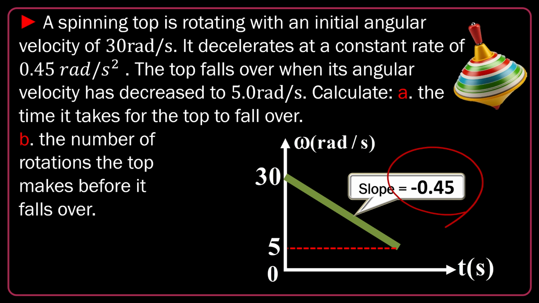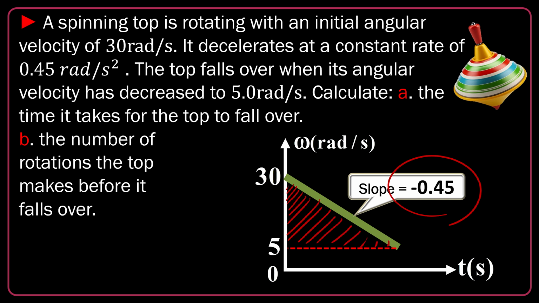Okay, part A. The time it takes for the top to fall over. Here we are looking for this time, t. How to find it? It's very easy. Just think about the concept of a slope. Slope here means the rate of change of omega. I establish a triangle. I see the delta omega here, and I will have delta t here.